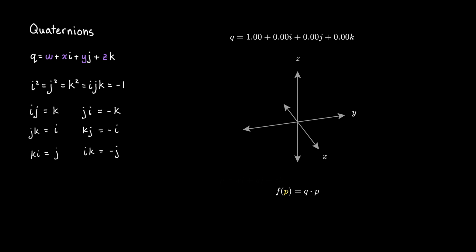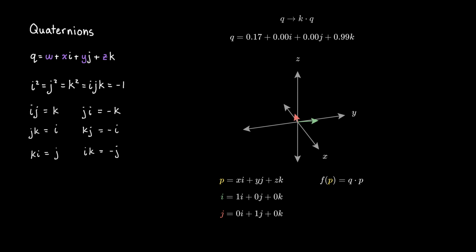Focus on the vectors drawn as the green and red arrows, which correspond to the points i and j. When we rotate the space by applying k, the position where i lands is given by k times i, which is j, and the position where j lands is given by k times j, which is negative i. Now that we've modified the function to no longer multiply by the inverse, multiplying the orientation by k from the left has the effect of rotating the space around the z-axis by 90 degrees.